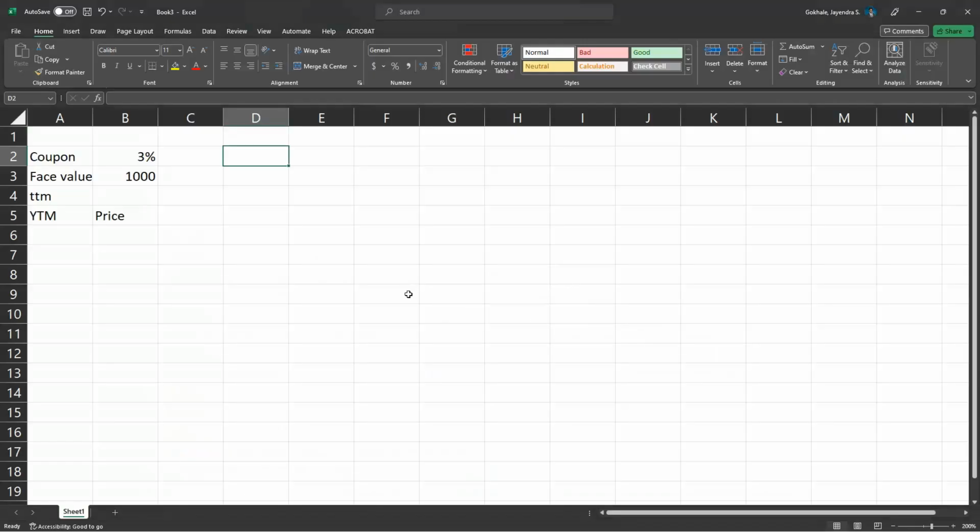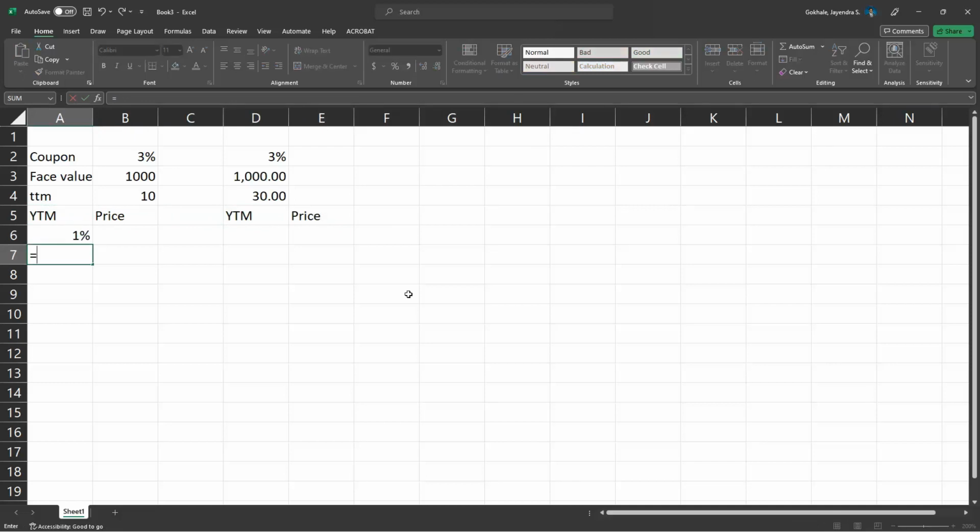Let's do that. So 10 years, and let's also do this coupon 3%, $1,000 for 30 years. Okay, so we will say YTM, price. We'll start with 1%, 0.01, 2%, 3%, 4%, 5%. Let's stop at 6%. It's too much.